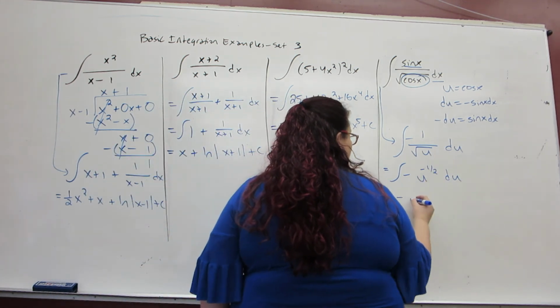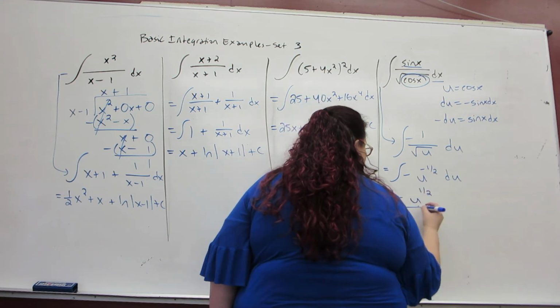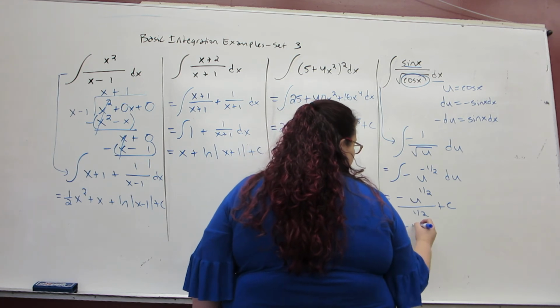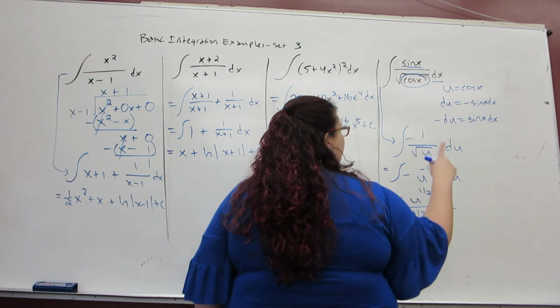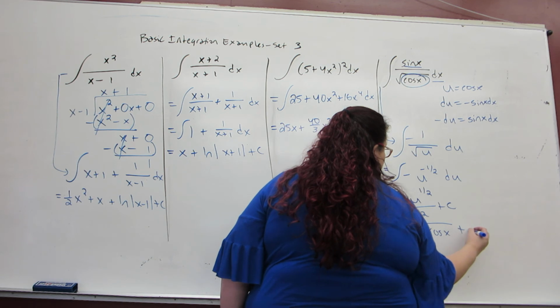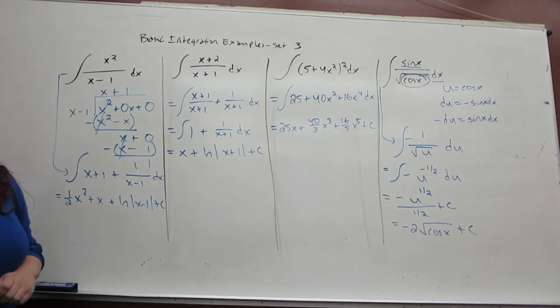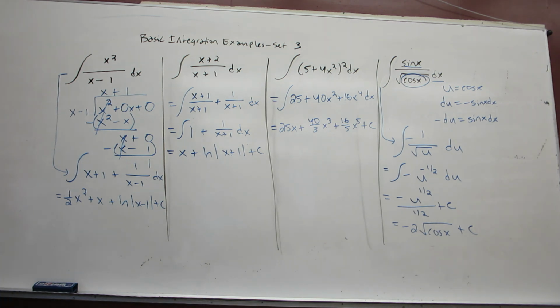The u to the minus 1/2 becomes u to the positive 1/2 divided by 1/2, all plus c, which in reality is minus 2 times the square root of u, or the square root of cosine x, all plus c. Okay. So don't forget the algebra tricks as well as the standard calculus tricks.